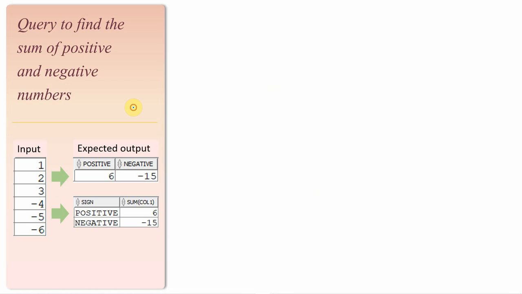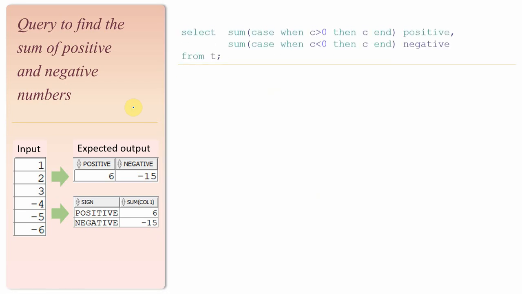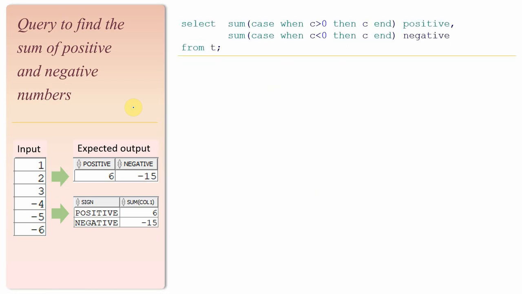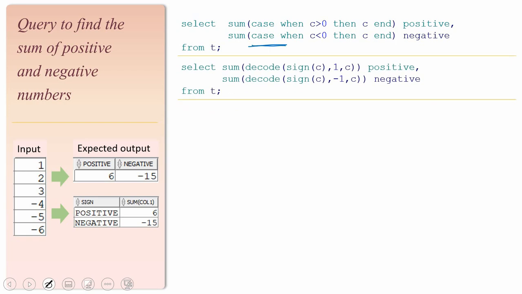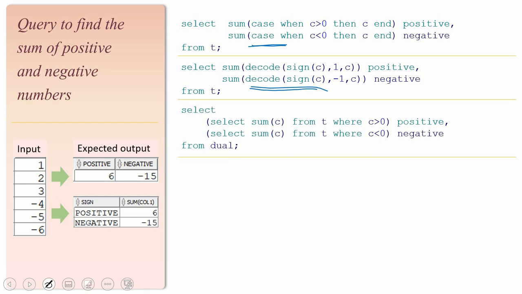Here are the different methods we have seen. In the first method, we implemented this functionality using a very simple case statement. In the second method, we implemented the same functionality using the sign and the decode functionality. In the third method, we implemented the same functionality using the inline view method. One inline view to get the sum of positive numbers and the second inline view to get the sum of negative numbers, and we merged everything in a single select statement.